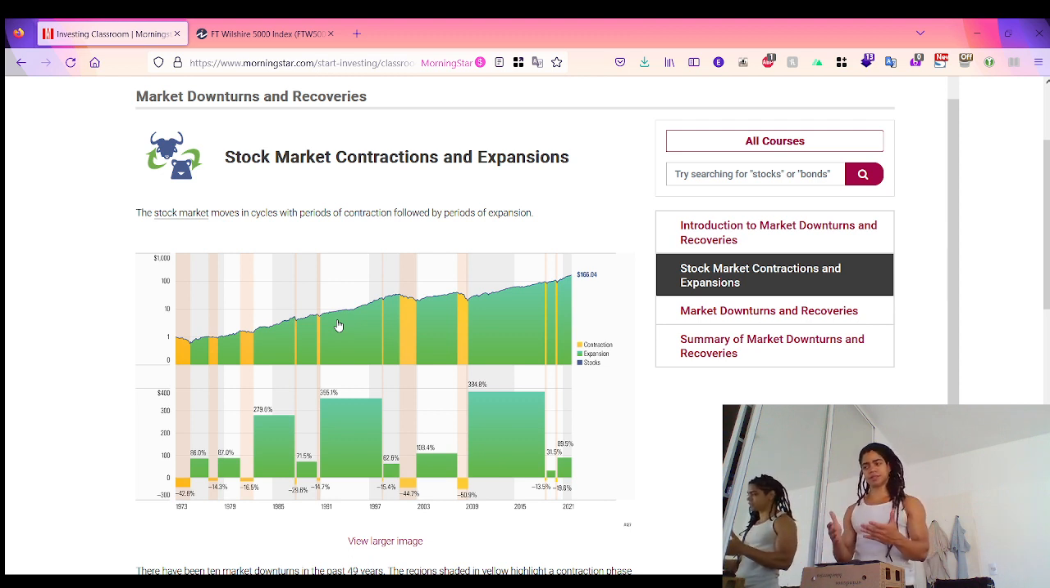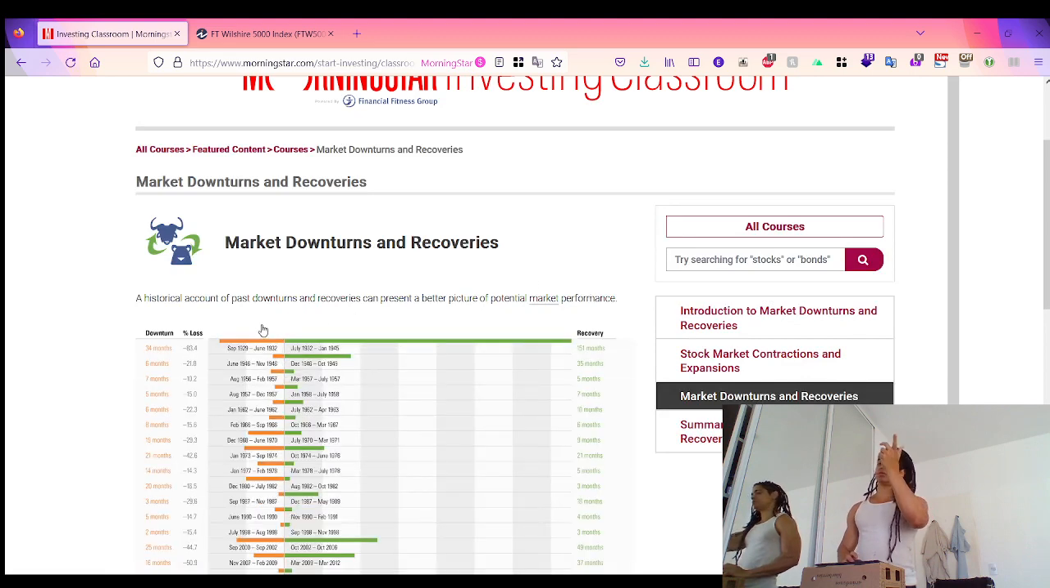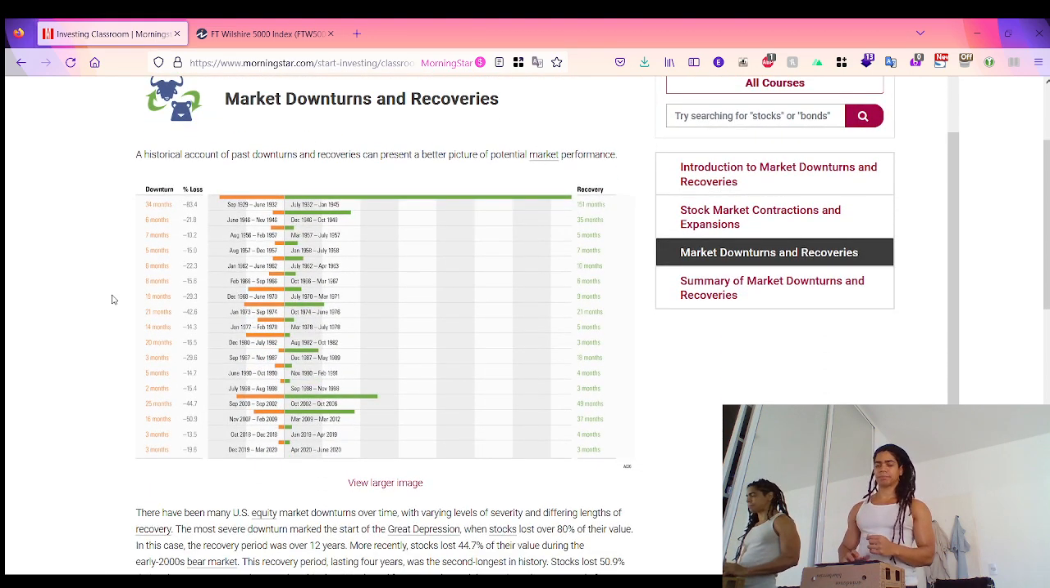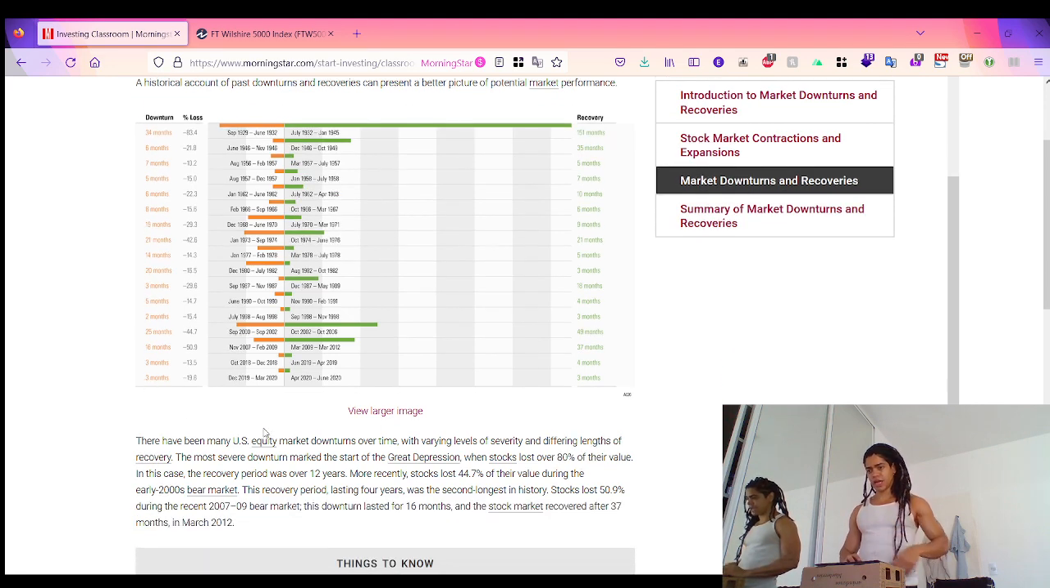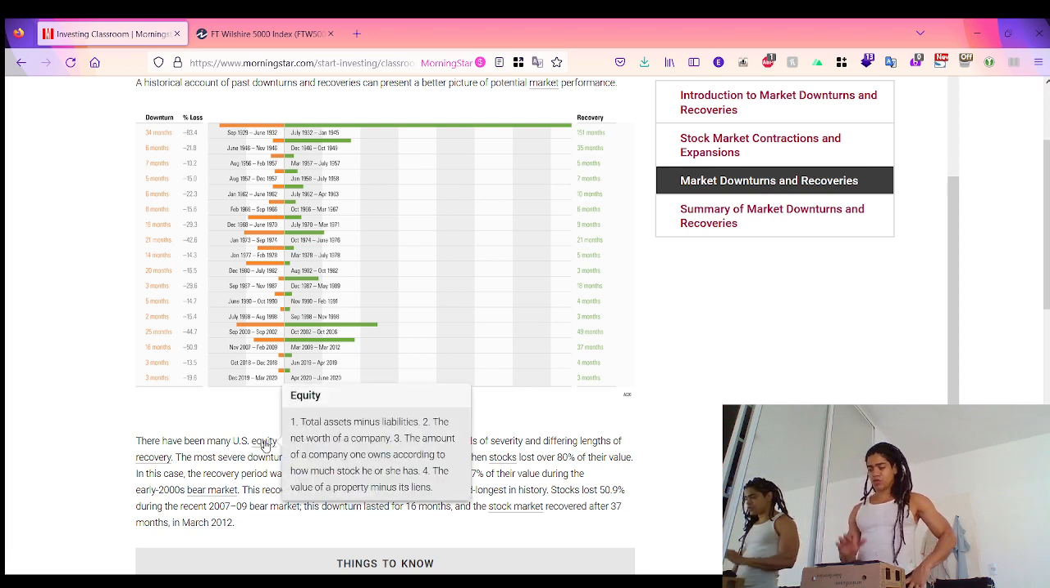So okay, then I look at the market downturns and recoveries. Now, when I look at the historical data of past downturns and recoveries, it can allow me to see the potential of market performance. So there have been many US equity market downturns over time. And when you talk about equity, depending on the context, it has several definitions.